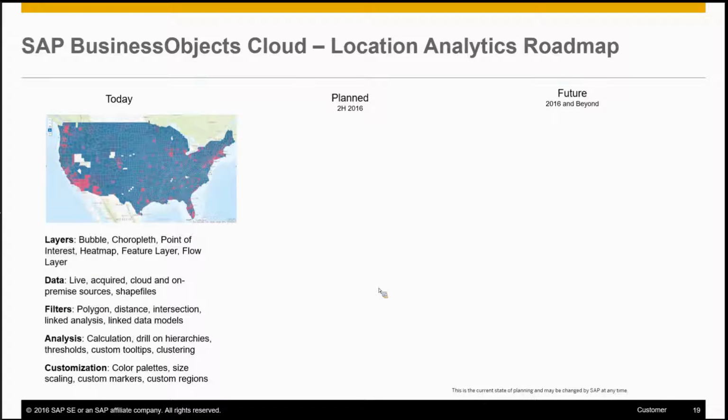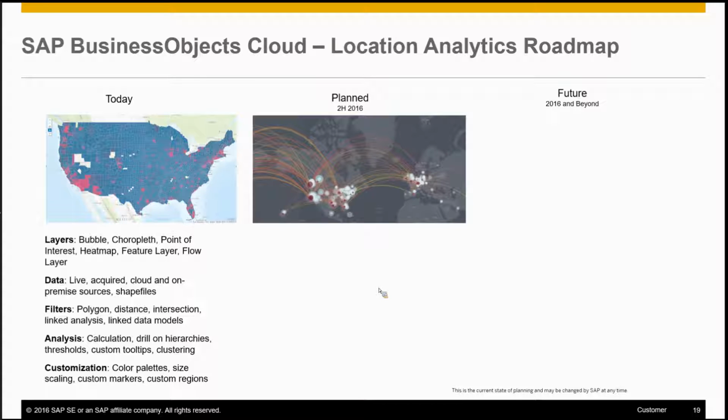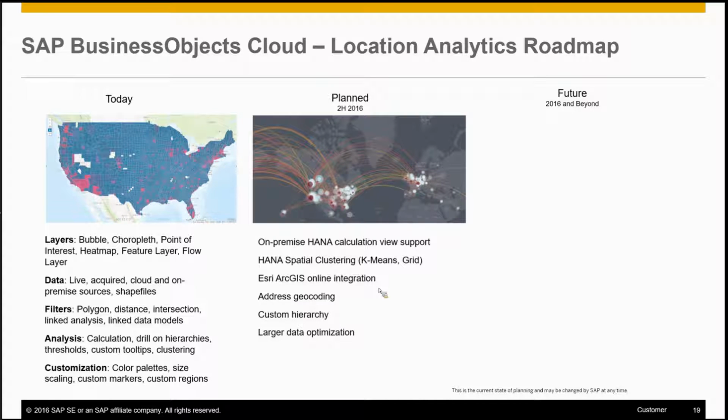So you've seen, and I've described, a lot of what we have available today with the various layers, the data we have, our filtering and analysis capabilities, and the customization of those within Business Objects Cloud as well. The actual picture there for planned H2 is a flow map, and that's just been released. So it is showing in today, but the diagram there is still in the plan phase. I've got to change that to something else now. But the flow diagrams have just been released in the latest wave. Every 2 weeks we update Business Objects Cloud, and the latest release includes now the flow diagram.